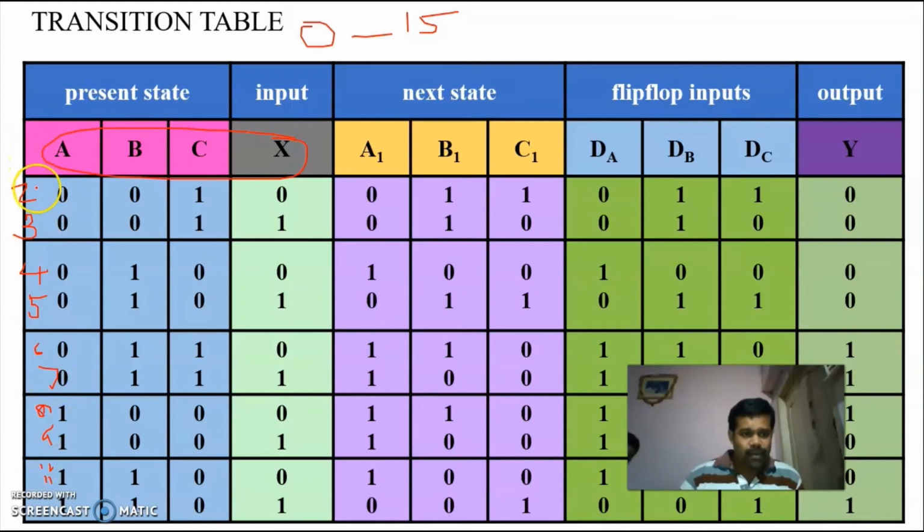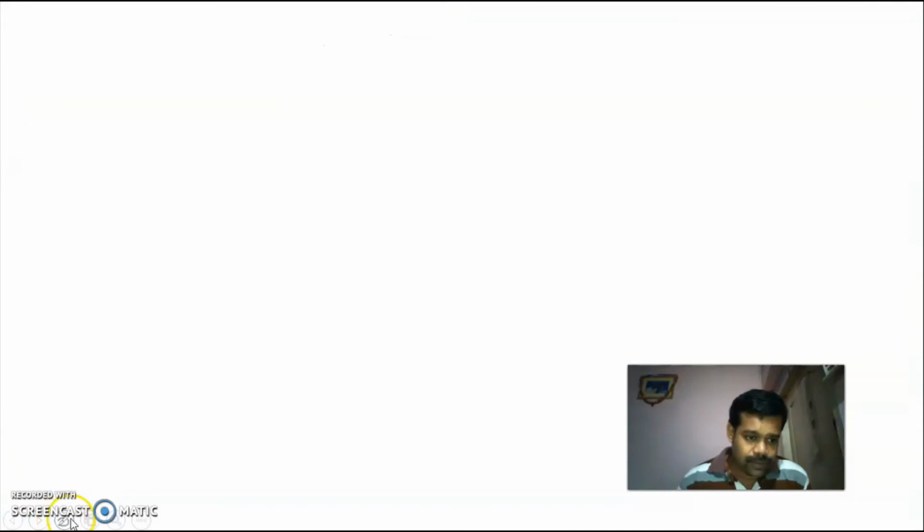0 is missing. Here 0 is missing. 1 is missing. Then 10 is missing. 11 is missing. 12, 13 is there. 14 is missing. 15 is missing. These missing numbers are the unused states here. So in the K map, you have to put don't care in the unused states. Clearly, I will tell now.